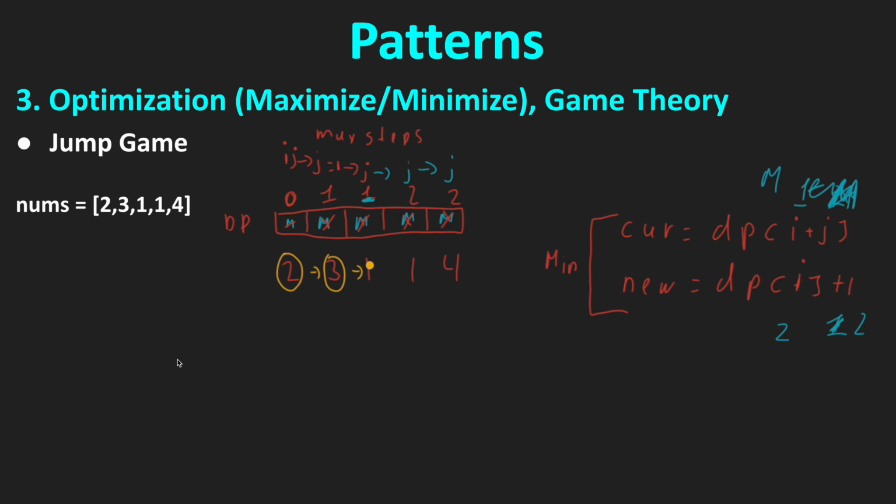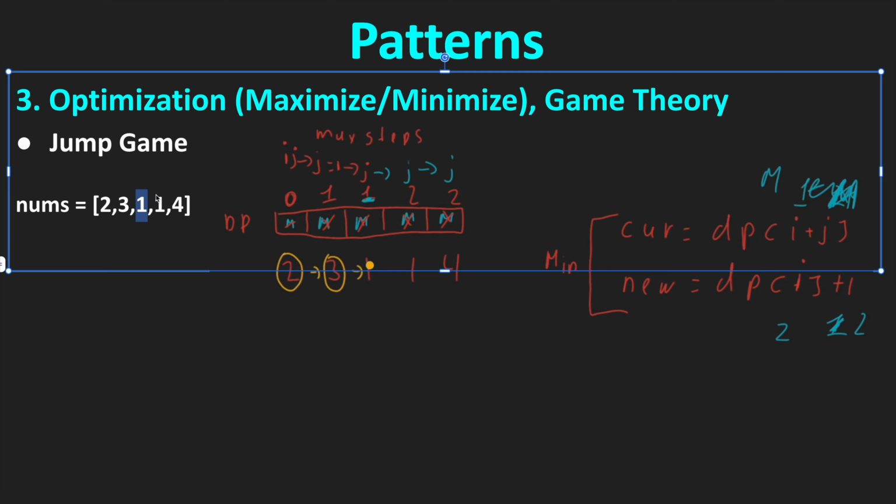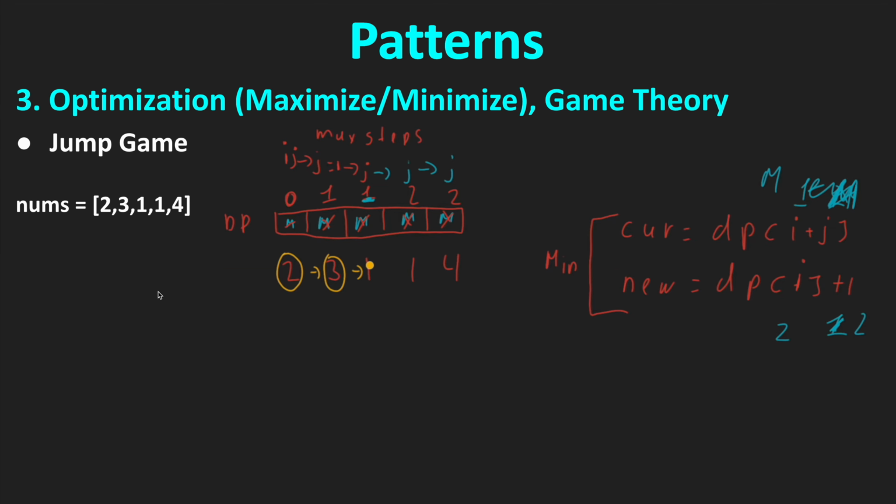And starting from this index, the second index, we can jump 1 and so on. Then we need to find the minimum number of steps that we make in order to reach the end of the array. So how are we going to solve this problem?